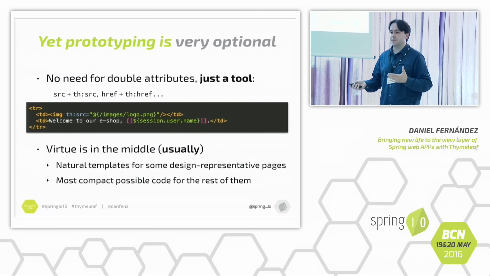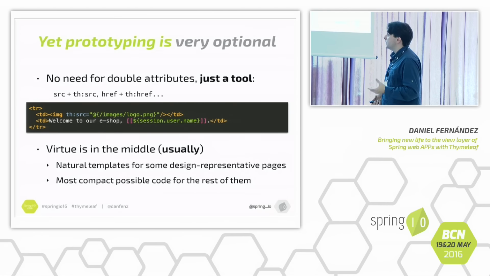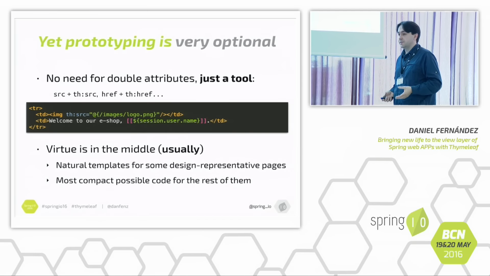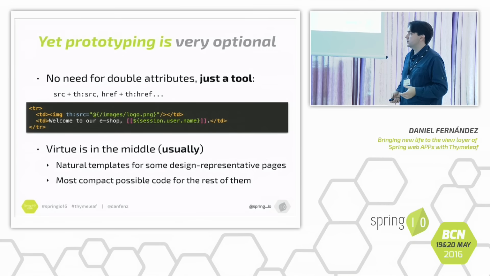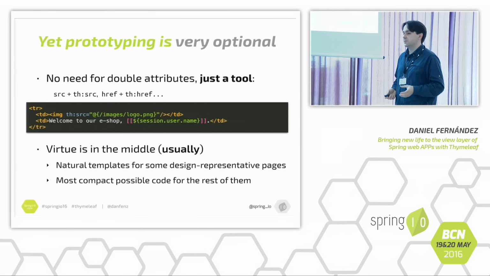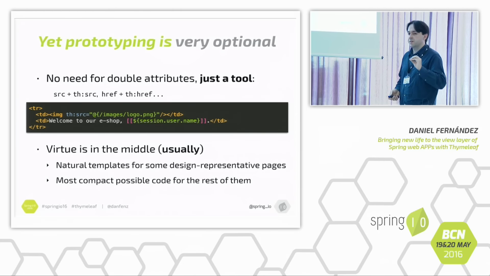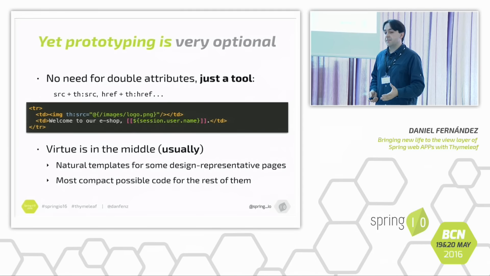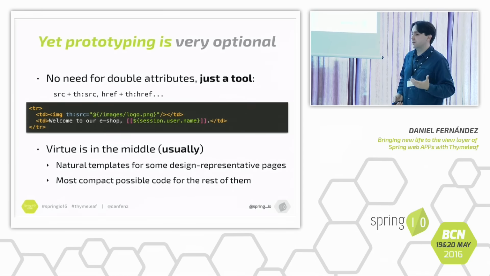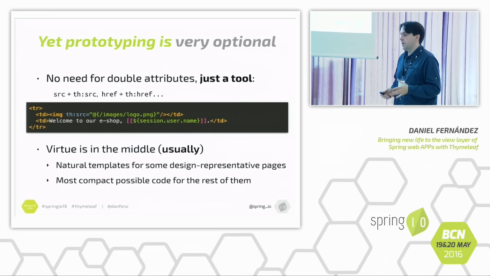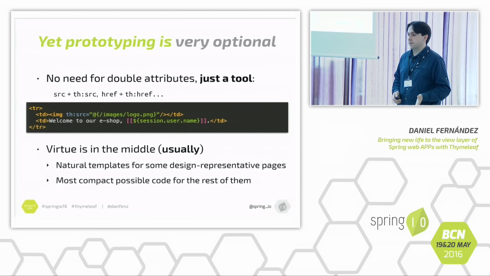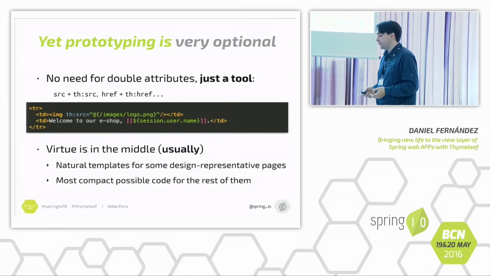So what is the good way of doing it? Normally, well, it says virtuous in the middle. So what I'm seeing more and more is people selecting some templates in their applications, those that are more representative design-wise, those that allow you to communicate design with the customer, and applying natural templates to them so that they are valid design artifacts. And then the rest of the templates in the application, doing them with the least amount of code possible, the more compact code possible, so that they have the best of both worlds. Okay, they have prototyping when they need it, and they have quick code when they need it too.